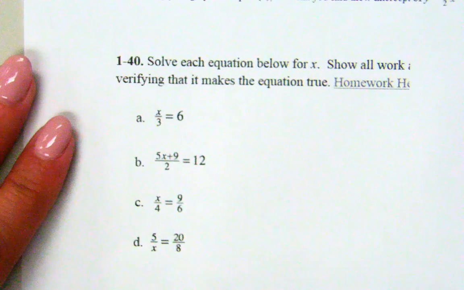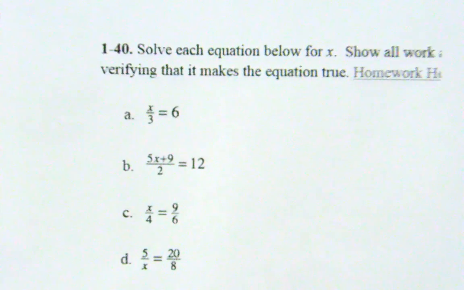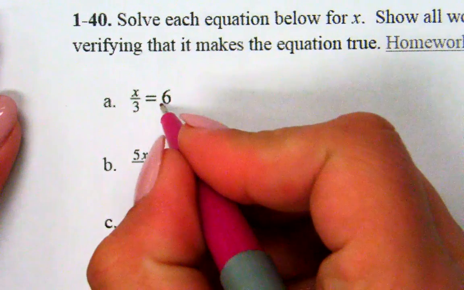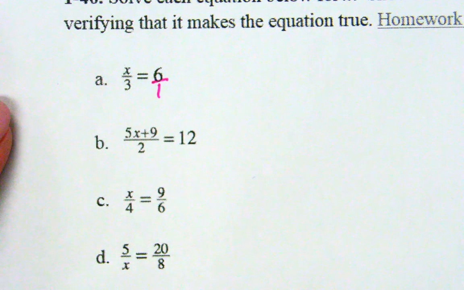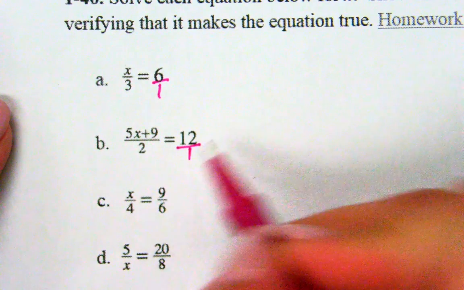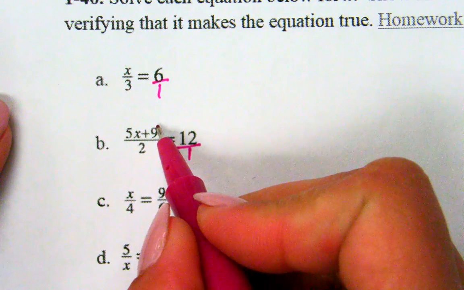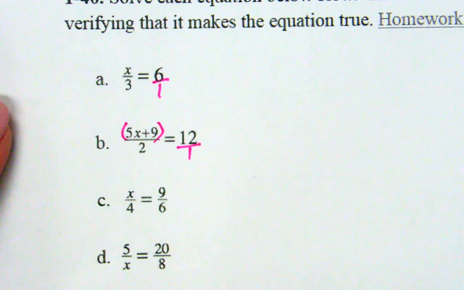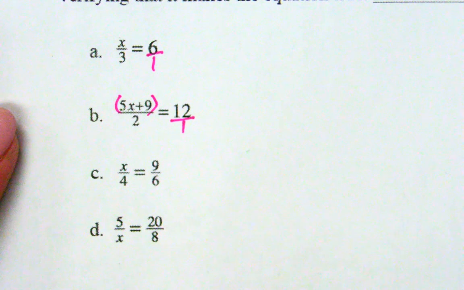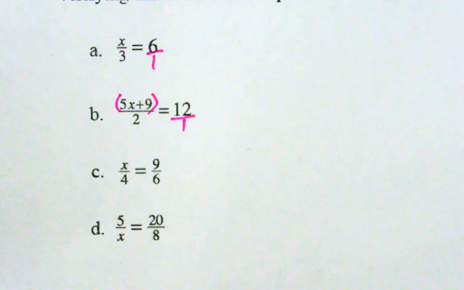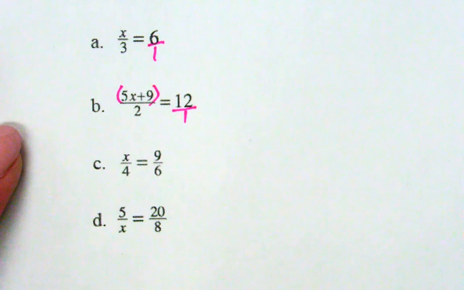Number 40, I'm not going to do too much with this. The only thing I will give you is partial hints. Please make sure you put a 1 underneath the 6. That will probably make your life a little easier. And for part B, I would strongly recommend you put parentheses around the 5x plus 9, because I do not want you to make a mistake and forget that there's a plus 9 inside that top. The whole quantity on top needs to be taken care of at the same time.